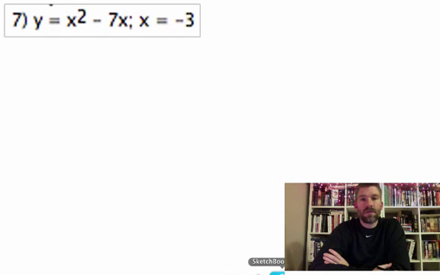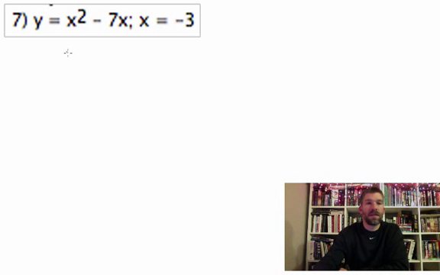All right, question 7 says to find the slope of the tangent line to the curve at the given value of x. So this is similar to a problem we worked out already in this lesson. Anytime that we're going to find the slope of a tangent line, we need to find the derivative. The derivative of this particular problem is 2x minus 7.